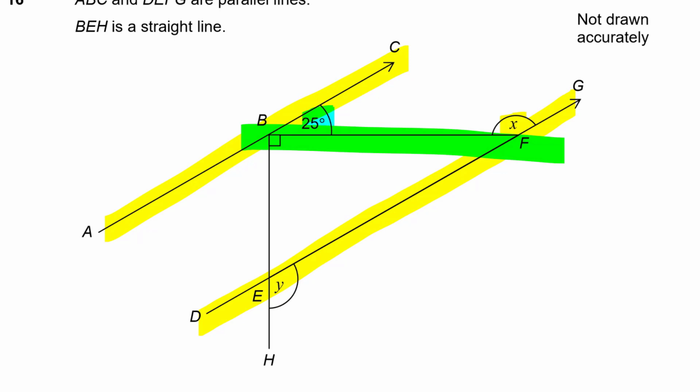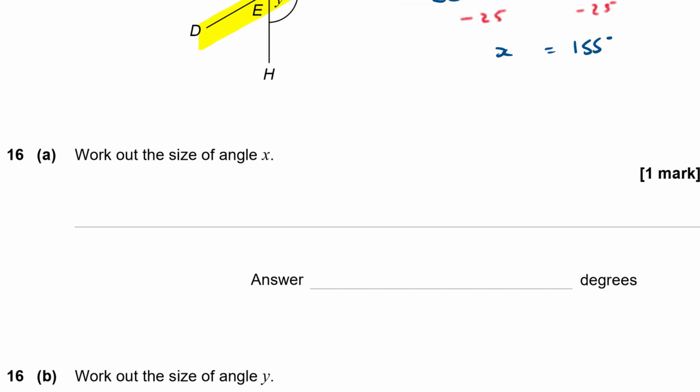So this one and the X should add up to 180 degrees. Co-interior angles add up to 180 degrees, so 25 plus X is 180. So then taking 25 off both sides should tell me what X is. So X is equal to 180 subtract 25, which is what, 160, 155, isn't it? So X is 155 degrees.